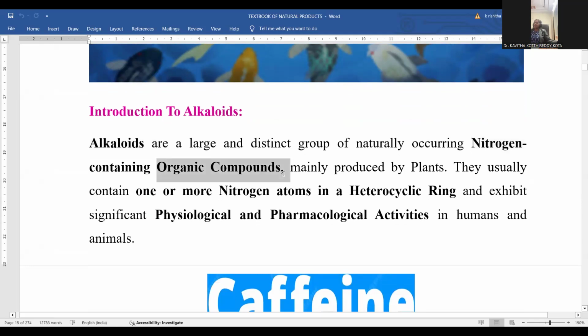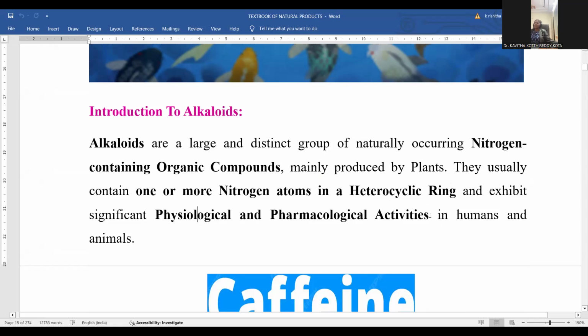Obviously they are part of organic compounds only, right? Mainly produced from plants. Most alkaloids are extracted from plant origin, right? They usually contain one or more nitrogen atoms. The essential feature of these alkaloids is nitrogen existence only, and they are considered heterocyclic ring systems. Since nitrogen is a heteroatom, a heterocyclic ring system exists in these alkaloid components. They exhibit significant physiological and pharmacological activities.